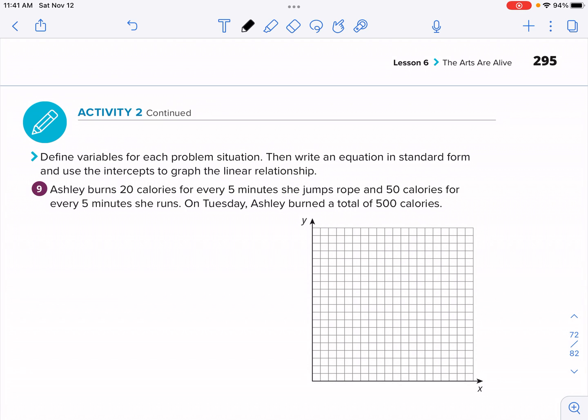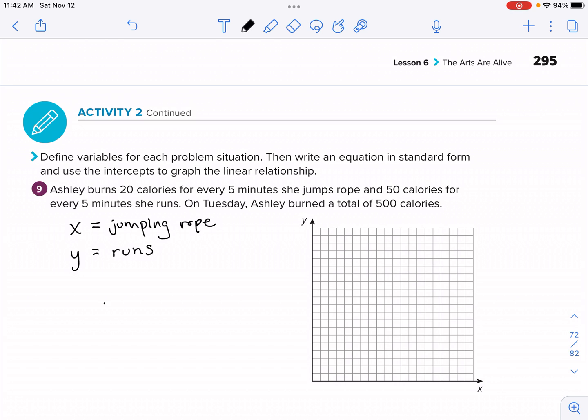So we have two variables, x and y. It doesn't matter which one you let represent which. The thing that is a variable here is 5 minute increments. Ashley jumps. We'll say this represents her jumping rope, and y is going to represent the length of time that Ashley runs. Okay, right. That 5 minute increment, that's actually not important. That's what we call a red herring. A red herring is extra information that's not useful.